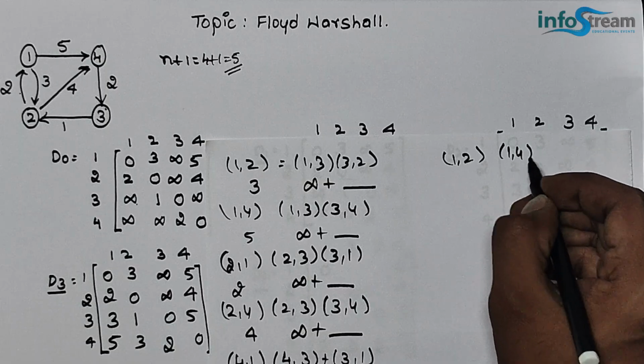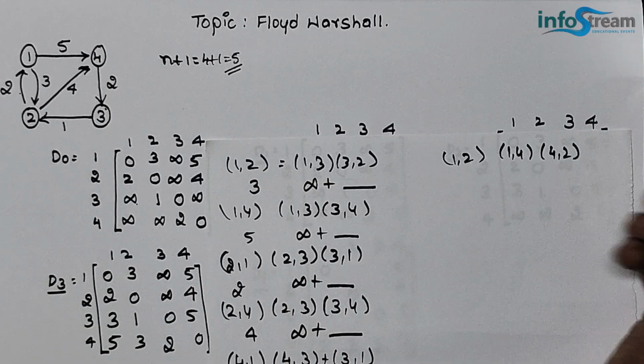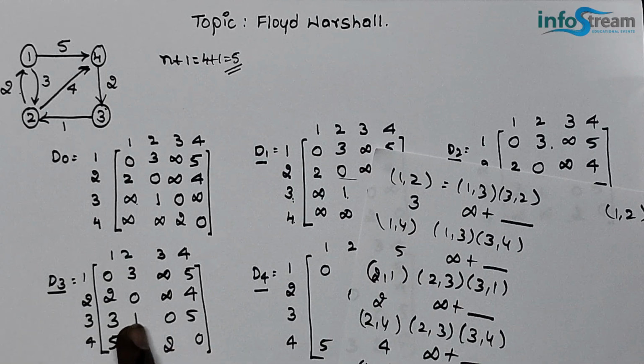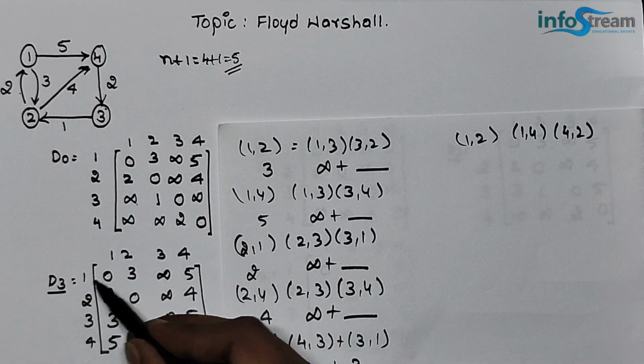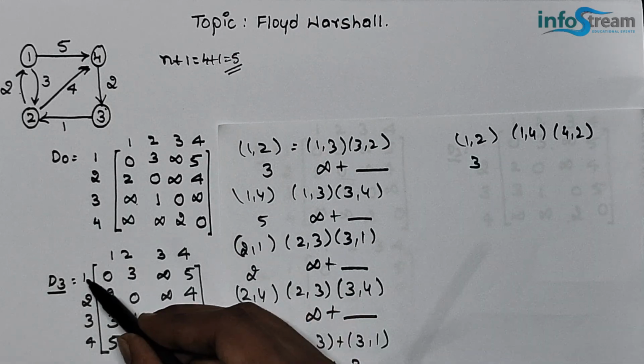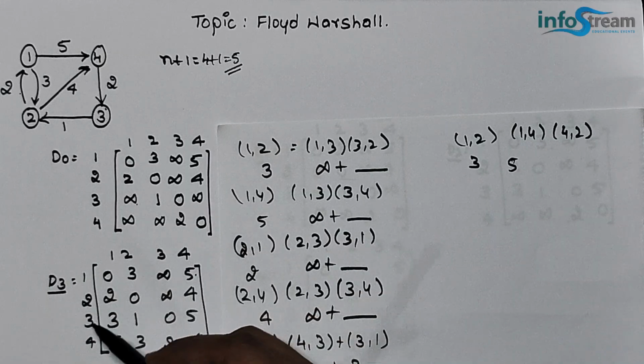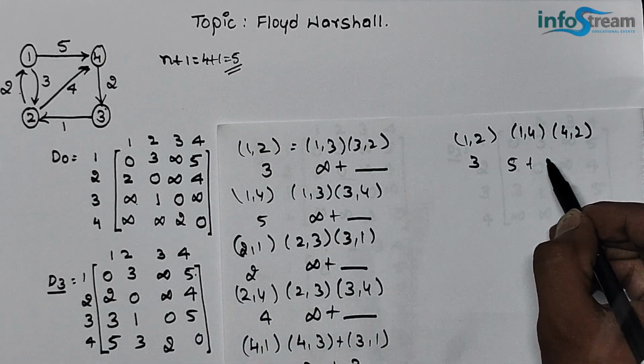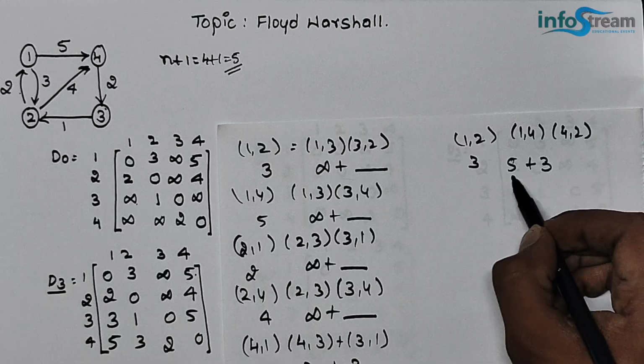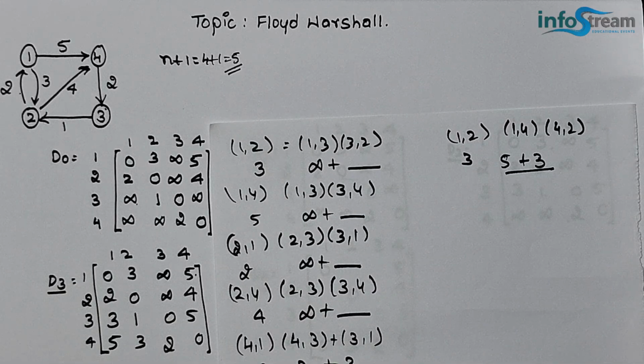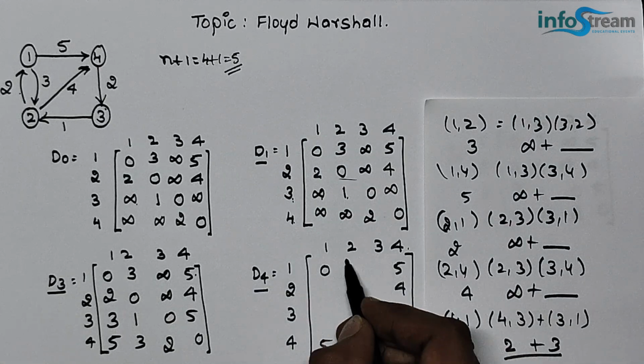I am filling the value to the 4th matrix. So from 1 I will go to 4. From 4 I will come to 2. See the previous matrix, that is D3 matrix. 1 comma 2 value is 3. 1 comma 4 value is 5. 4 comma 2 value is 3. So 5 plus 3 will be 8. Among 8 and 3, which is the smaller one? 3 is the smaller one. So I will be writing 3 here.